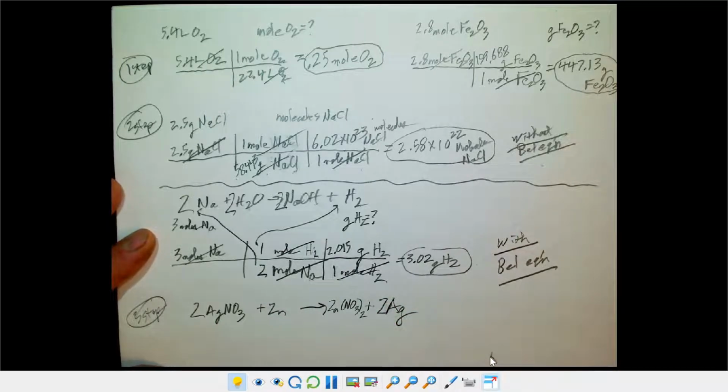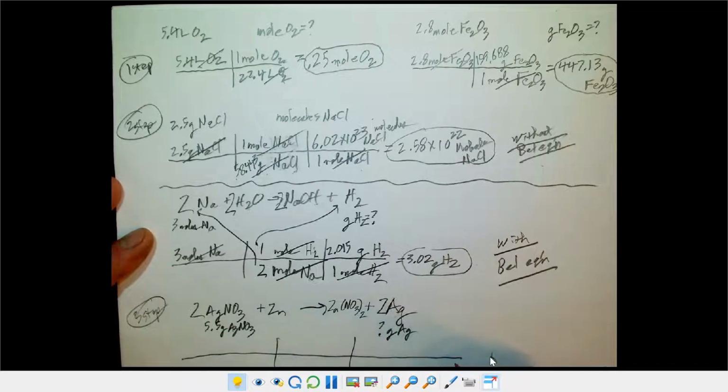So let's say that you start off with 5.5 grams of this AgNO3. And then they want you to figure out how many grams of the Ag you're going to have. Well, you could use your mole map to see that it's going to end up being a 3-step problem.